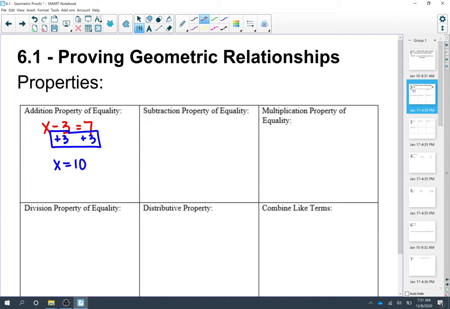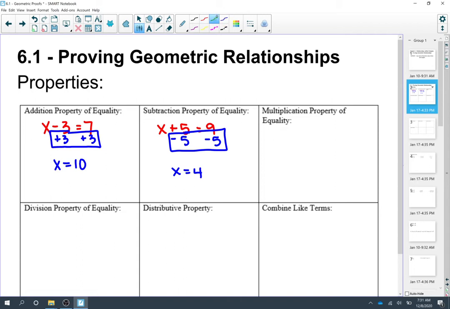Next, subtraction property of equality. So let's say we had x plus 5 equals 9. If we were going to solve this, we would subtract 5 and subtract 5, which would get us x equals 4. But right here is the subtraction property of equality because we subtracted 5 from both sides.